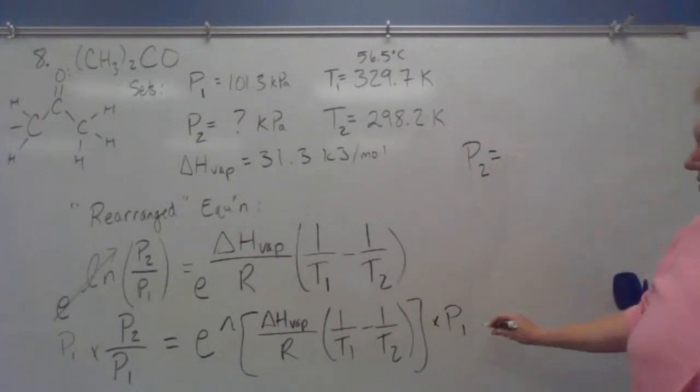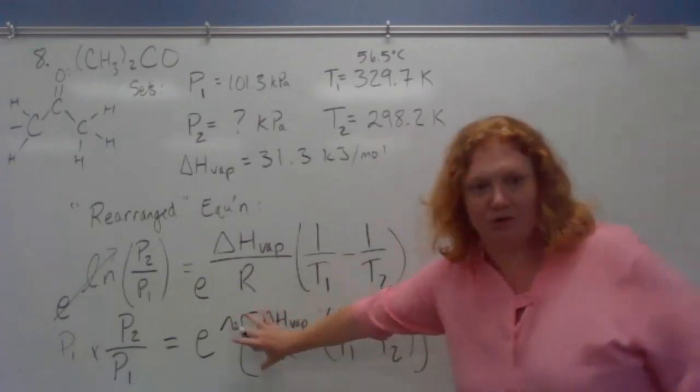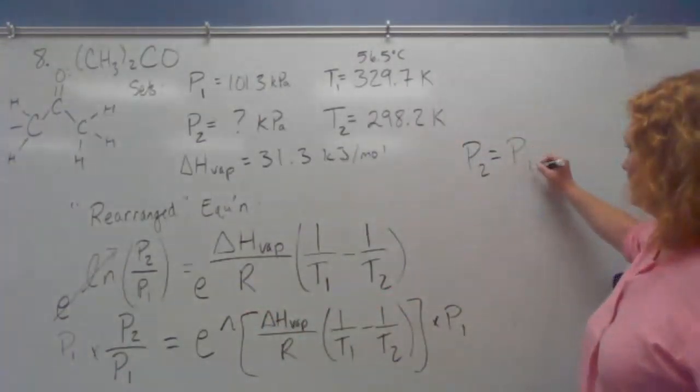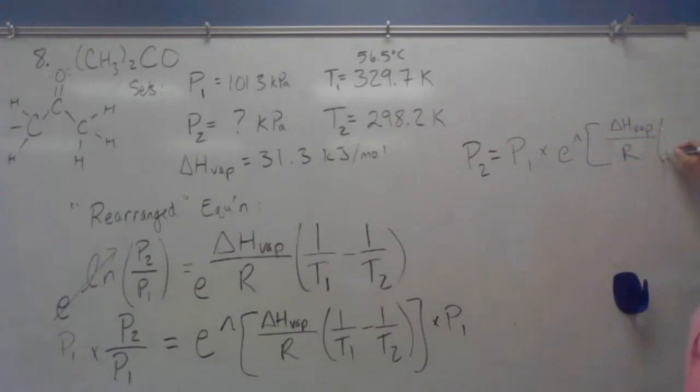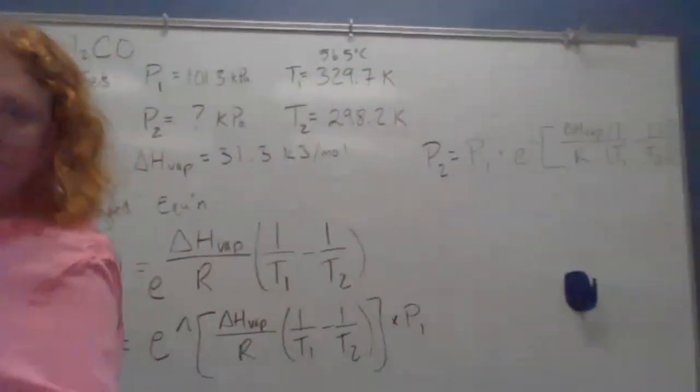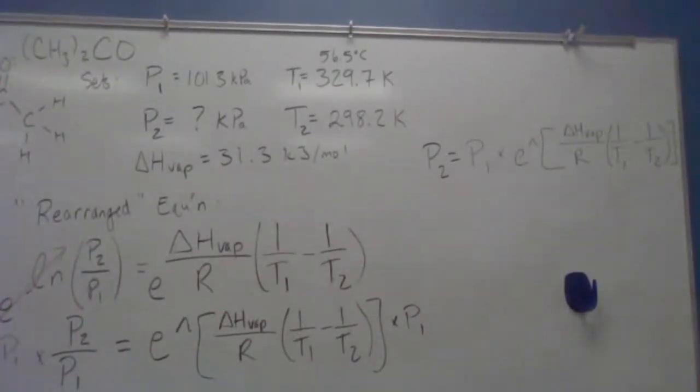P2 equals, because remember, this P1 is not part of the exponent, right? It's its own. So I'm going to write it like this. P1 times E raised to the delta H of vaporization divided by R times 1 over T1 minus 1 over T2. And now it's plug in your numbers and give me the answer time. Are y'all like, oh my God, I didn't realize this was going to be like this? The algebra? Y'all okay? Okay.